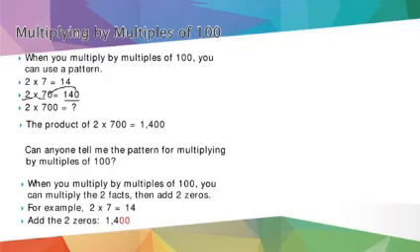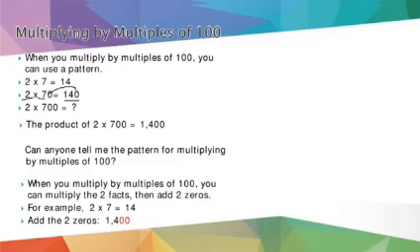2 by 700. Find the product of 2 by 700. The product of 2 by 700 is 1400. So, can anyone tell me the pattern for multiplying by multiples of 100? When you multiply by multiples of 100, you can multiply the two facts, then add two zeros.